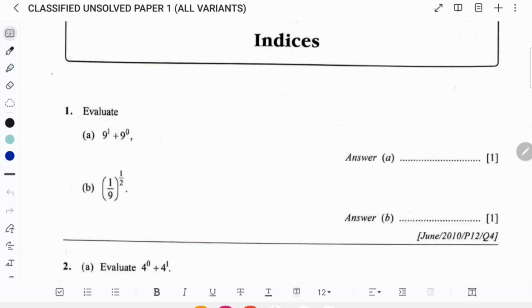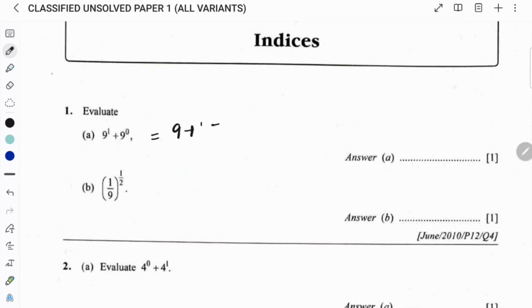Now take some questions. We are working from the 4024 paper 1 O levels paper, and there's no such difference. Solve all the questions, either you are from IGCSE or O levels, 4024, 0580, anyone. So doing some selected questions. So evaluate 9 to the power 1 plus 9 to the power 0, means 9 plus 1 will be equal to 10. 10 is the answer.